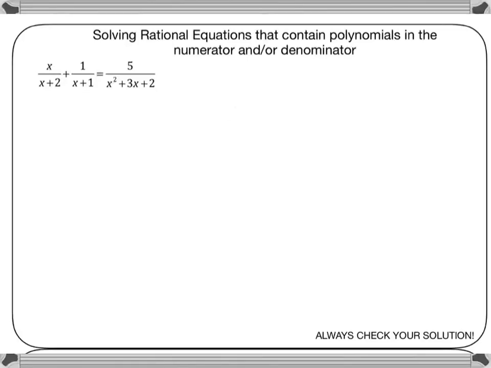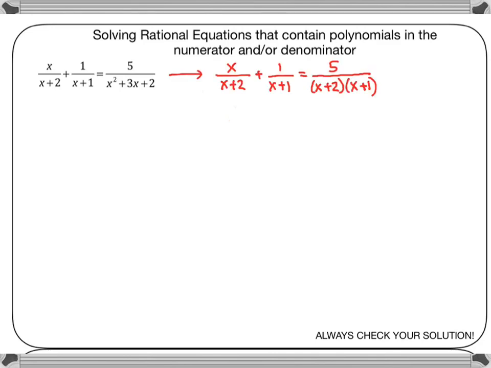Okay, last one, and it looks like there's a bunch of stuff going on in the denominator here. What we want to do is a quick rewrite with the bottom part factored out, just so we can see what the common denominator is going to be, so we can multiply through by it and make this a little easier to work with. Give me a moment as I rewrite.